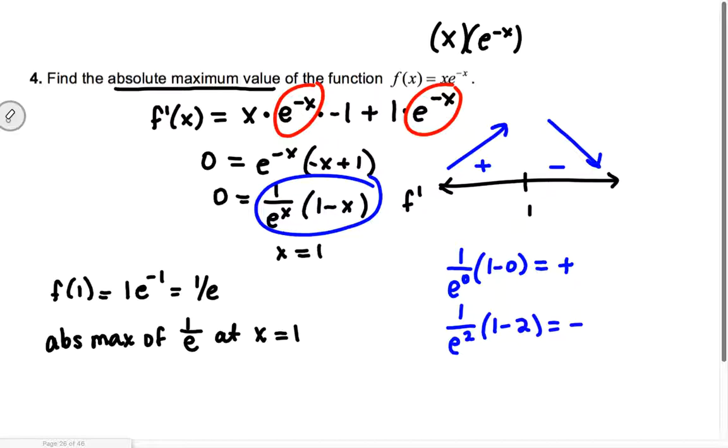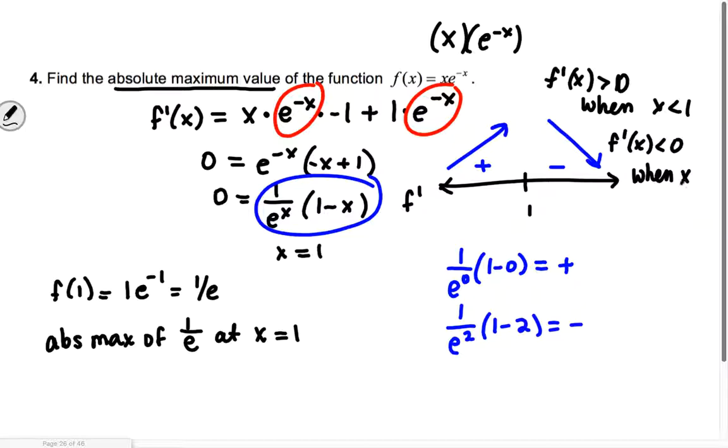Okay, so one last step on this. For the AP test, like I just told you, they would never grade that little sign chart. So you'd always have to say f prime of x is greater than 0, it's positive, when x is less than 1. And f prime of x is less than 0 when x is greater than 1. So you'd need to say something like that in there.